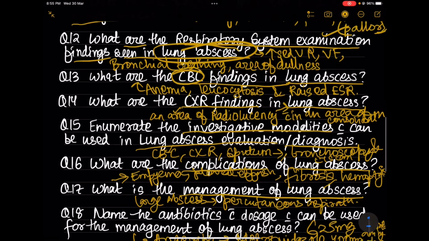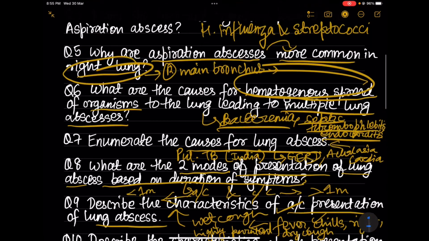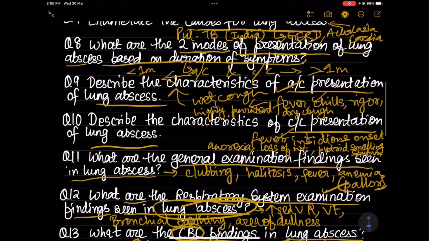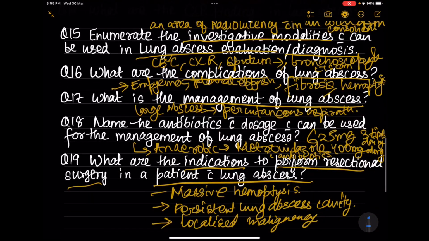So guys, this was about the active recall session for lung abscess. I was able to form a total of 19 questions, but this doesn't end the topic. You can always add some more questions if you find it out while reading some books, and definitely add those questions in the comment section along with the answer for that, so that other people can also get to know the other questions which can be formed out of this topic.